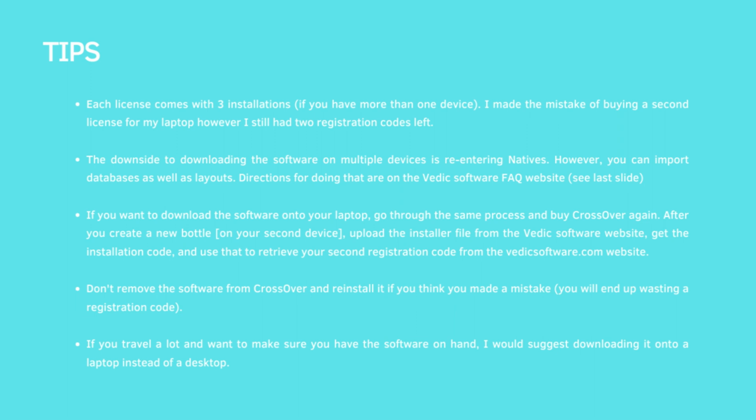If you want to download the software onto your laptop, go through the same process and buy CrossOver again. After you create a new bottle on your second device, upload the installer file from the Vedic software website, get the installation code, and use that to retrieve your second registration code from the vedicsoftware.com website. So don't remove the software from CrossOver and reinstall it if you think you made a mistake, because you will end up wasting a registration code.